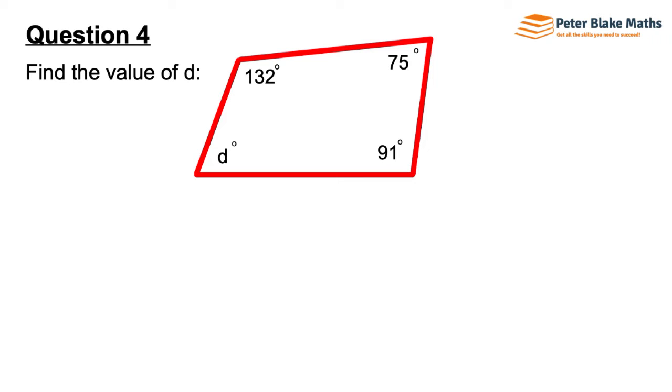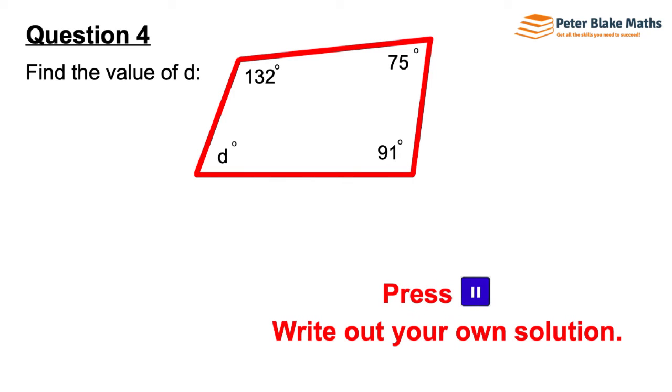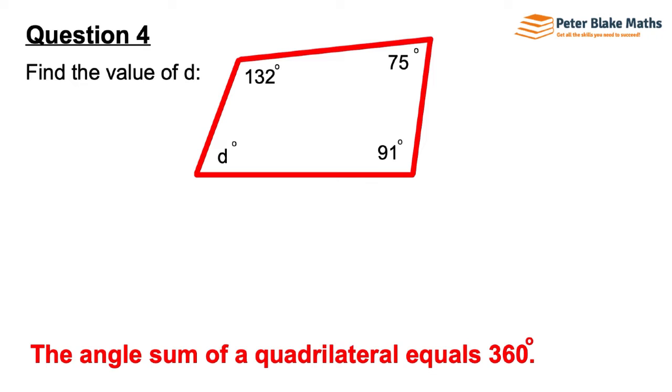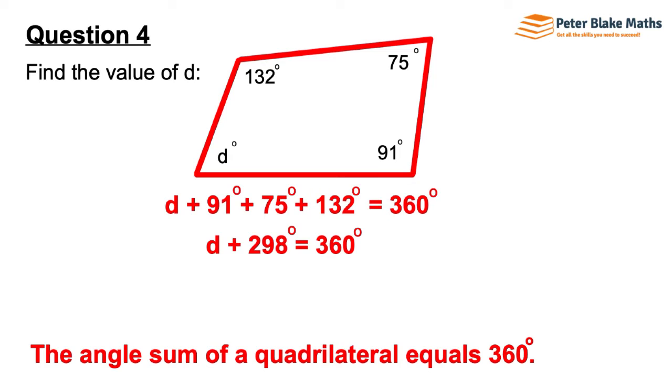Question 4. Find the value of d in the diagram. This is a quadrilateral, and quadrilaterals have an angle sum of 360 degrees. So we know that d, if we add all the other angles up, that should have a total of 360 degrees. So we've set out a little equation there really. Let's simplify 91 plus 75 plus 132. Let's add up all the rest of it. And we'll get d plus 298 equals 360.